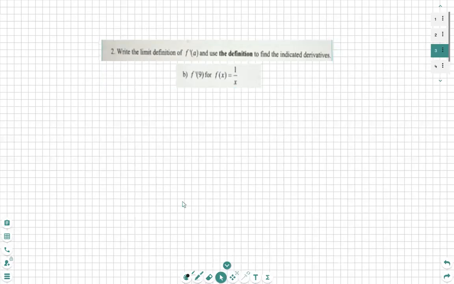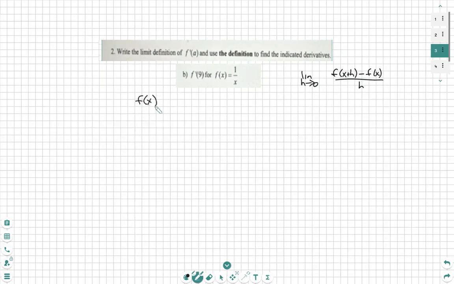Hello, in this video, we're going to use the definition of the derivative to find the derivative at this given point. What we first have to recall is that the definition is the limit as h approaches 0 of f of x plus h minus f of x, all over h. So that's what we need to do.